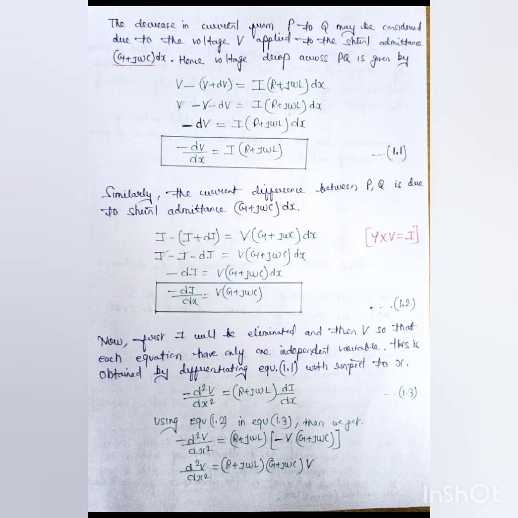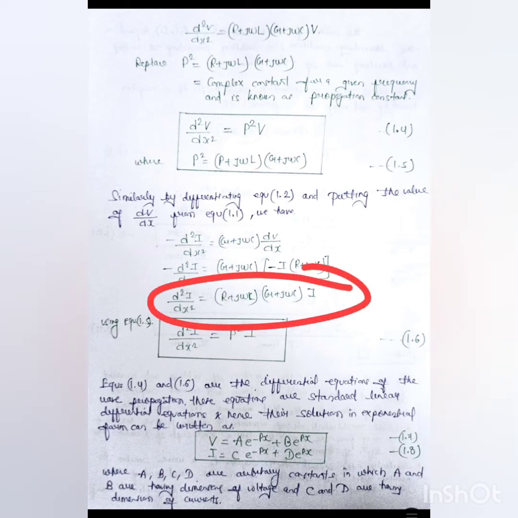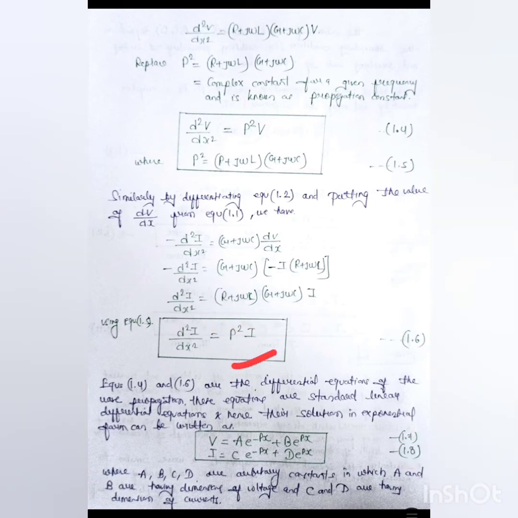So we will do all this on the next page. Here we have this equation after differentiating, and dV/dx we put as minus (I)(R plus jωL). Both sides have a negative sign, so both negative signs cancel out, and after that we get this equation: d²I/dx² equals (R plus jωL)(G plus jωC) times I, and this particular value is replaced by P², and we get this particular equation.